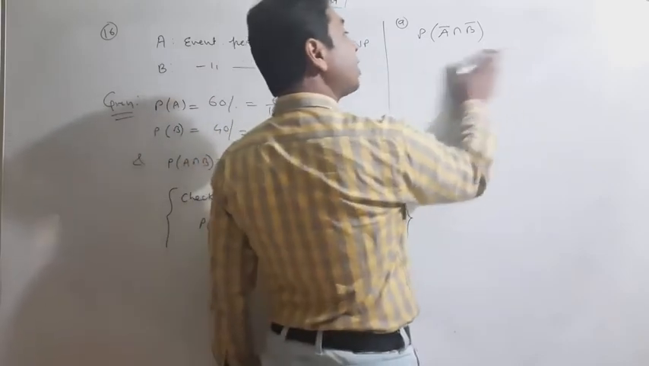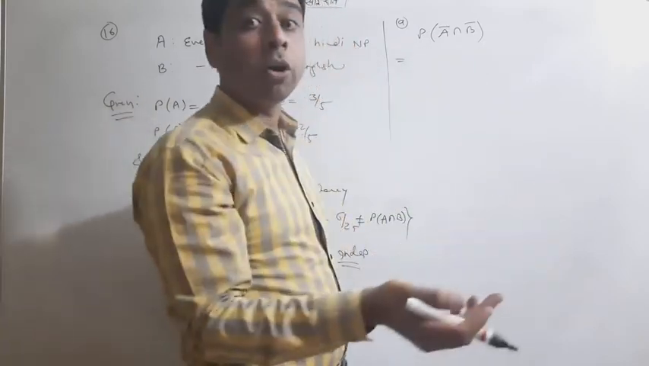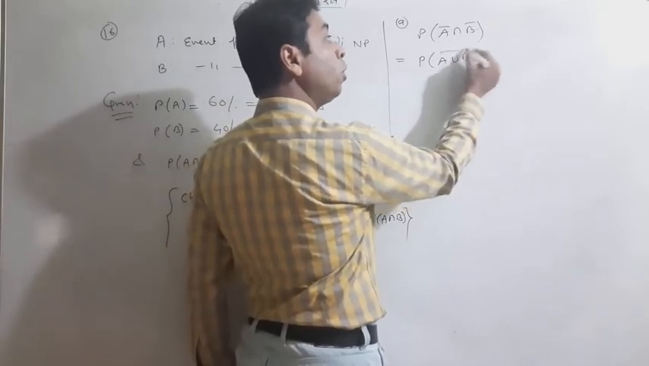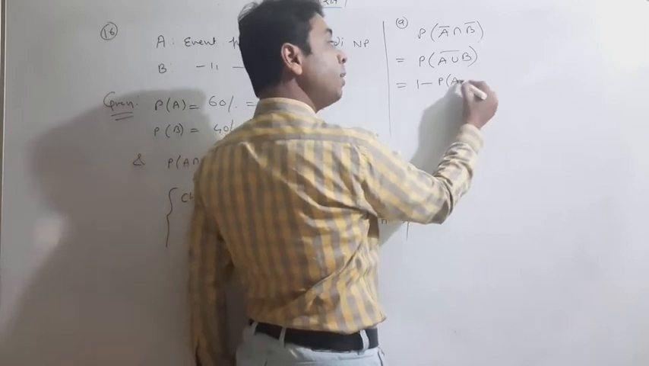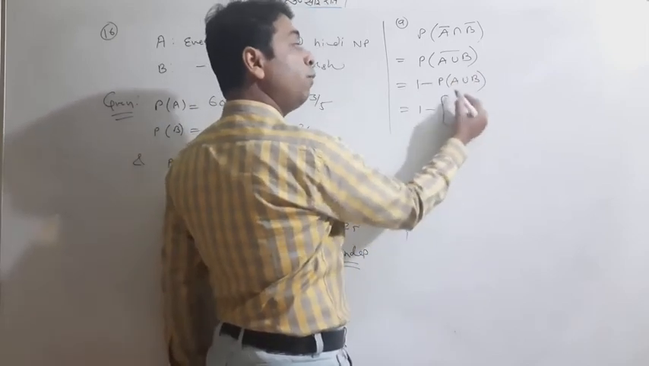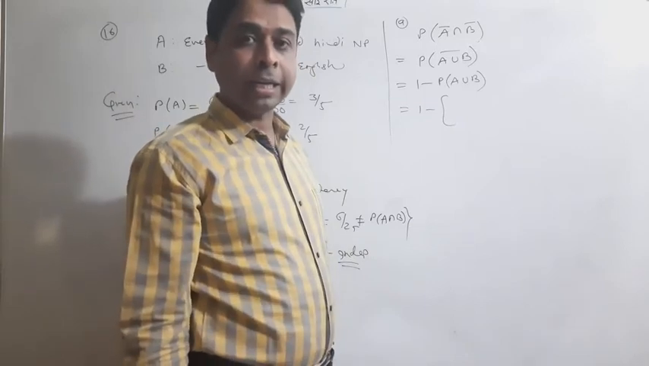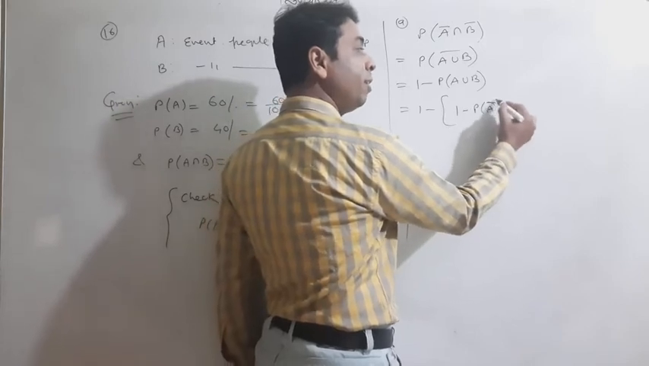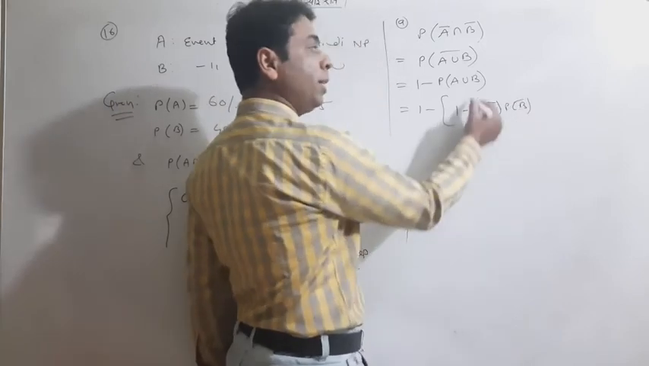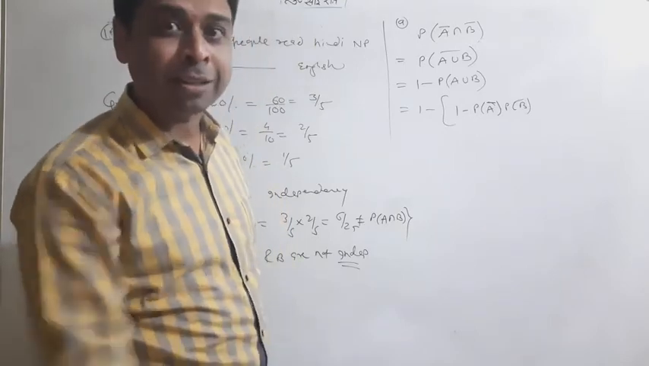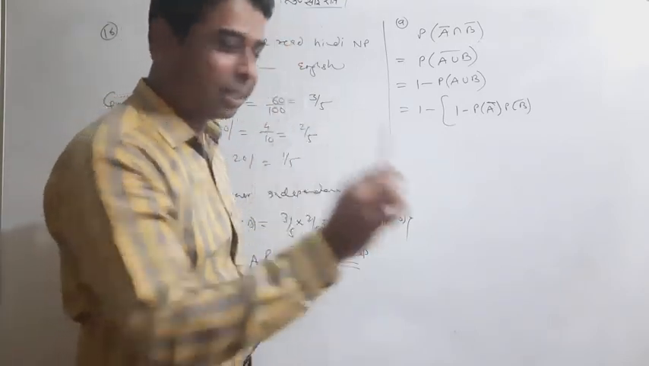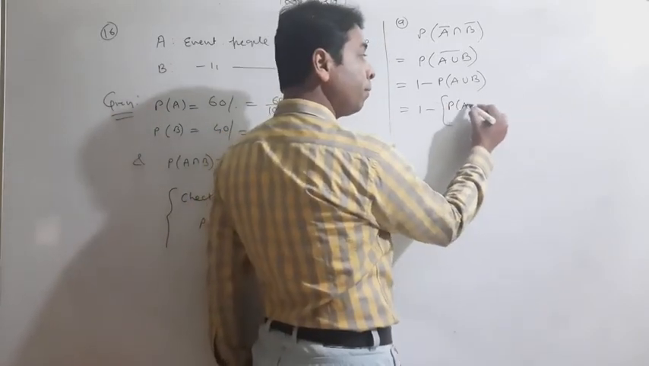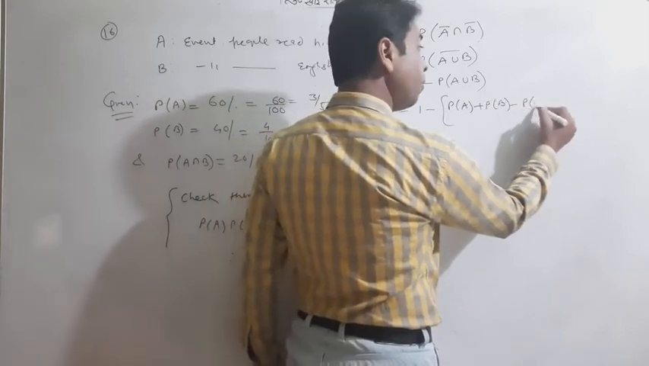So what will you do? This time you will use your previous knowledge, De Morgan's law. A naught intersection B naught can be written as P of A union B whole naught. Then you can write 1 minus P of A union B. And you will follow the formula of class 11th. Don't write P of A union B equal to 1 minus P of not A into P of not B. This formula is applicable only when A and B are independent, but already you have written A and B are not independent. So you will use the formula of class 11th: P of A union B equal to P of A plus P of B minus P of A intersection B.